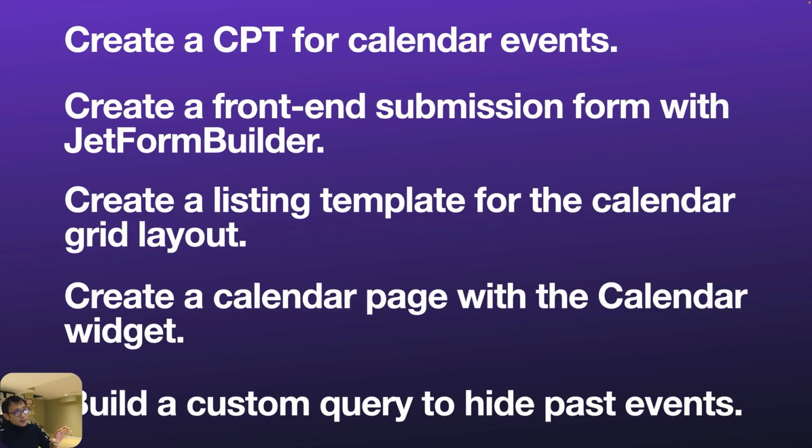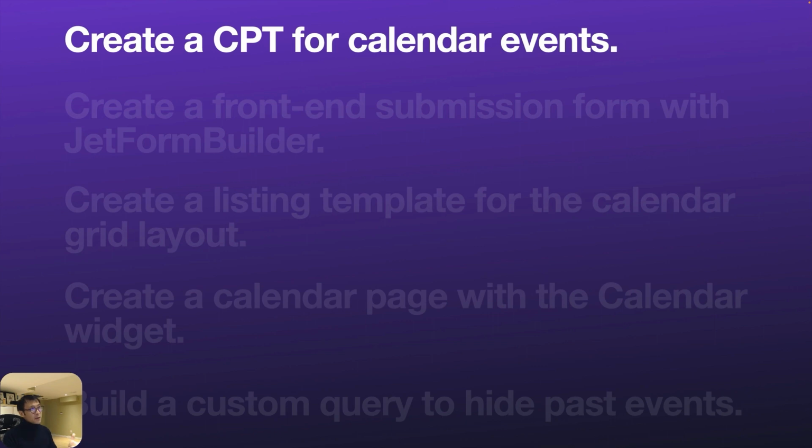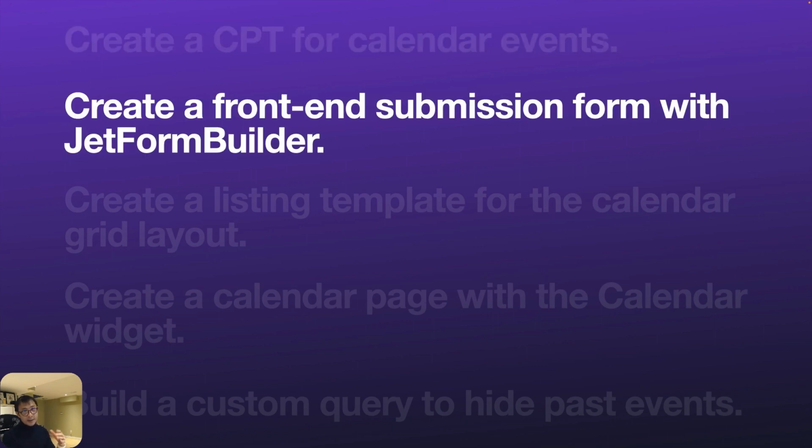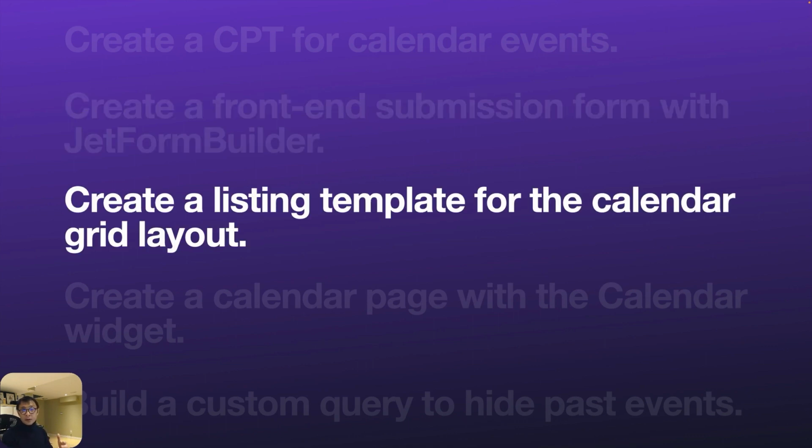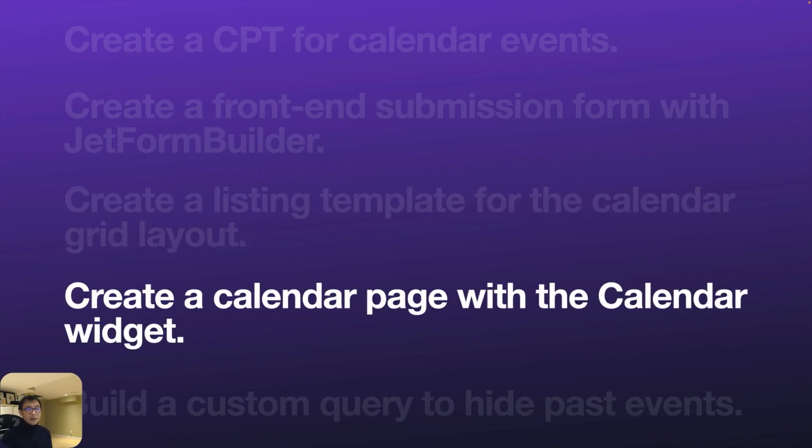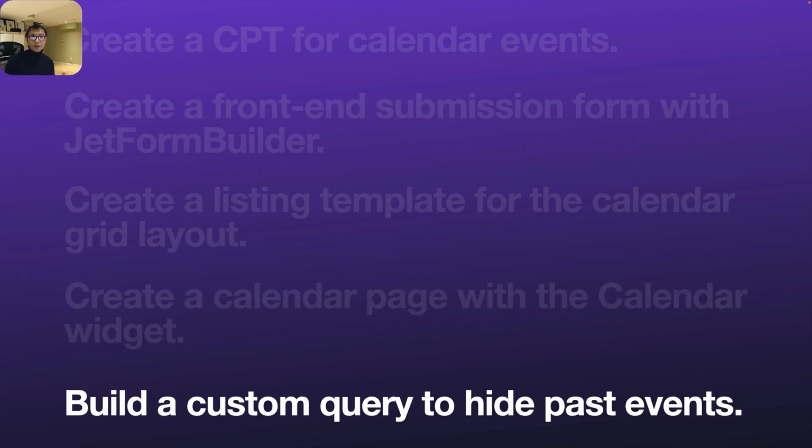Okay, and today I would like to cover these topics. First, how to create a CPT for calendar events. Second, how to create a front-end submission form with JetFormBuilder. Third, create a listing template for the calendar grid layout. Number four, how to create a calendar page with a calendar widget. And the last one, I would like to show you how to build a custom query to hide past events.